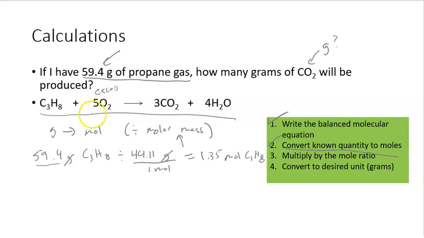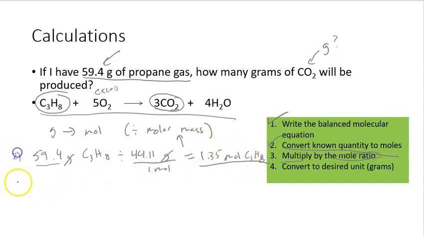We're just going to assume we have plenty of oxygen to react all that propane. So all we're going to do is compare our propane amount and use that to calculate the amount of CO2. All right, so the next step here is we're going to multiply by our mole ratio. I'm going to show you what that looks like, right? So we know we have 1.35 moles of propane.